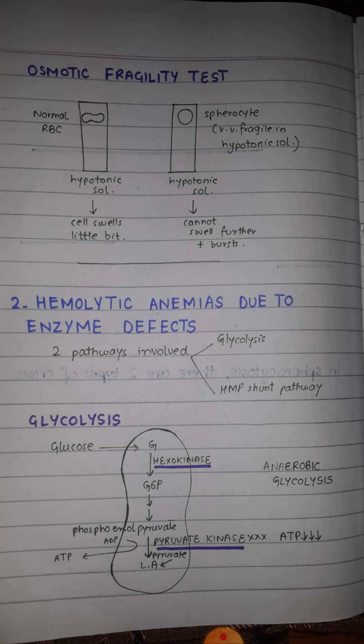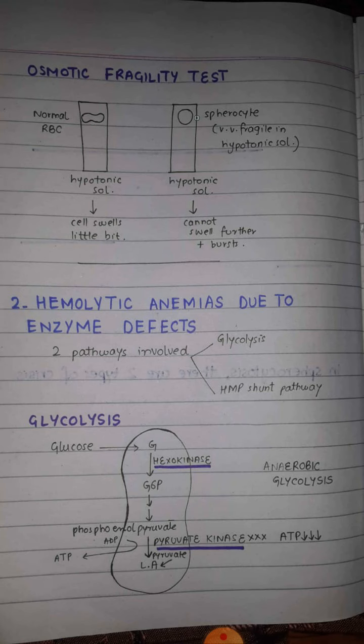Now, in hereditary spherocytosis, we can perform the osmotic fragility test. In the osmotic fragility test, we take a hypotonic solution, and we place the red blood cells of a person in the hypotonic solution. So this is a normal red blood cell from a normal person, and this is the red blood cell from a person who is suffering from hereditary spherocytosis. Now, as this is a hypotonic solution, water will move from high concentration to low concentration, and it will move inside the red blood cell. So our red blood cell will swell up a little in case of a normal person.